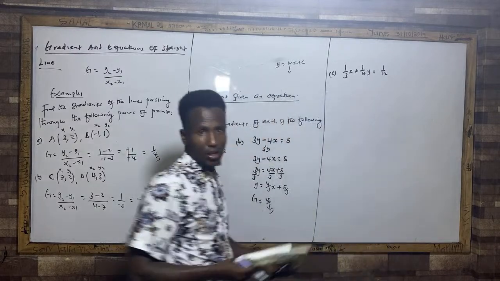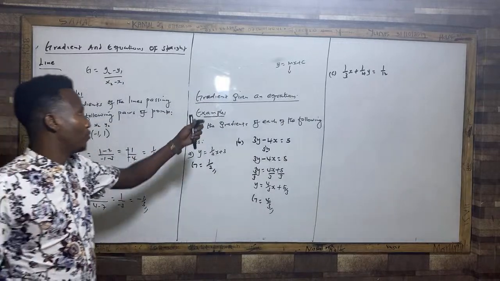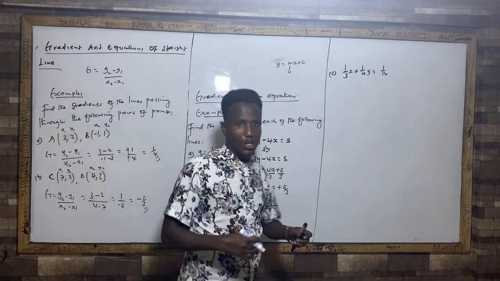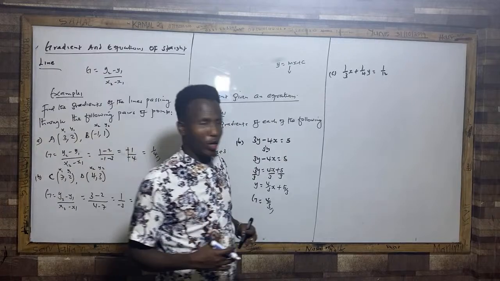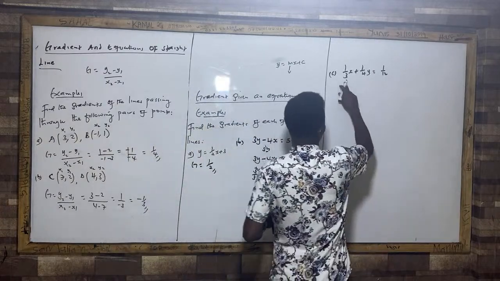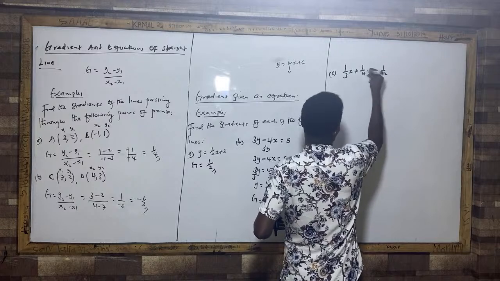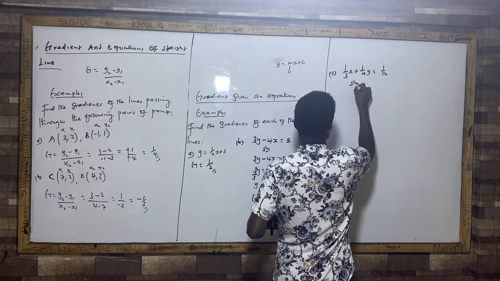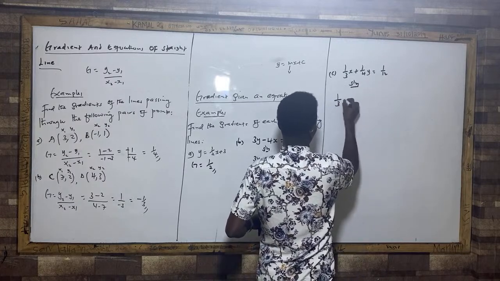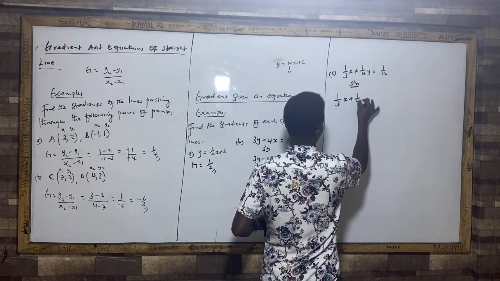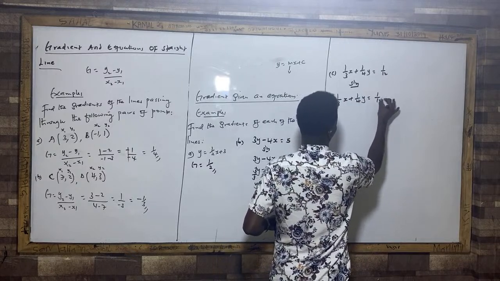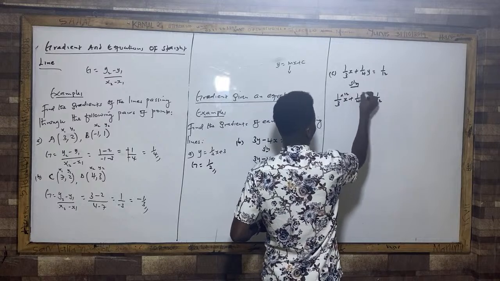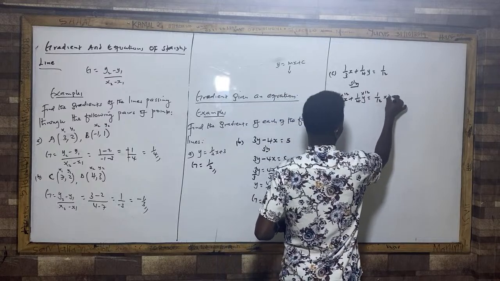Look at this one. Under such a situation, when you have fractions, you multiply throughout by the LCM. What is the LCM of 3, 4, and 12? That's 12. So, solution: we have 1 out of 3x plus 1 out of 4y is equal to 1 out of 12. Our LCM is 12, so times 12, times 12, times 12.